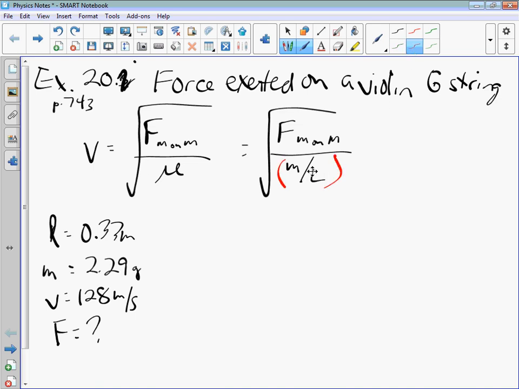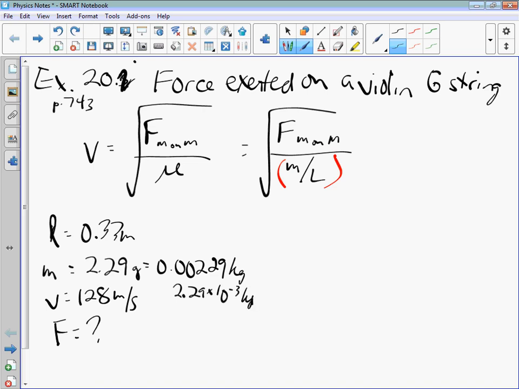So to me, this is the easier one to use. It's got everything we need. We got force, we got mass, we got length. It's going to be equal to velocity. One thing we need to change, units-wise, we always need to be in kilograms, meters, and seconds. This is in grams. So that would be 2.2 times 10 to the negative third kilograms.